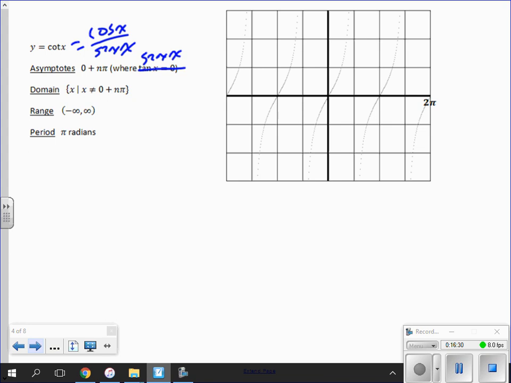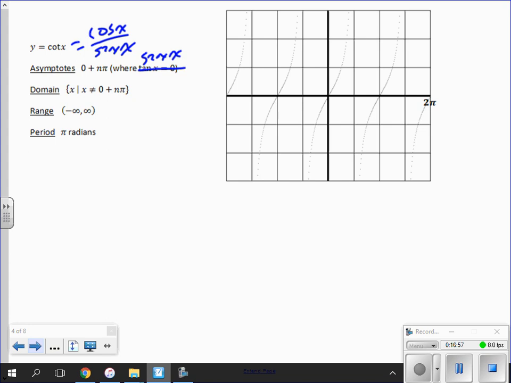So you have asymptotes here wherever the sine of x is 0, and the sine of x is 0 at 0 and pi and 2 pi and 3 pi and 4 pi and 5 pi, every pi value, right? Every integer of pi, both negative and positive. Okay, and that would be the same thing. So the cotangent has asymptotes at every integer value of pi.